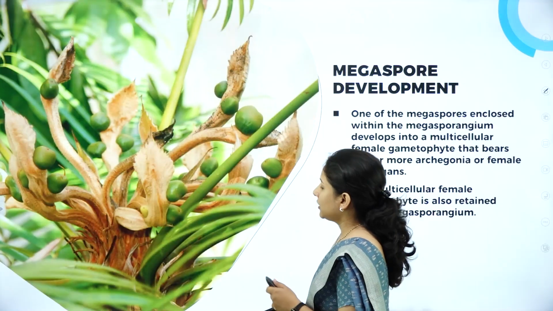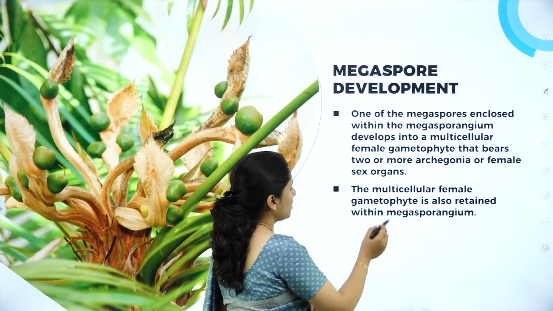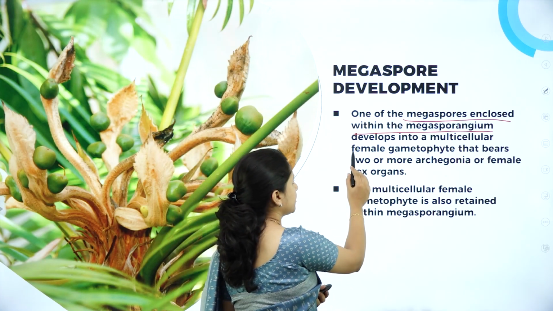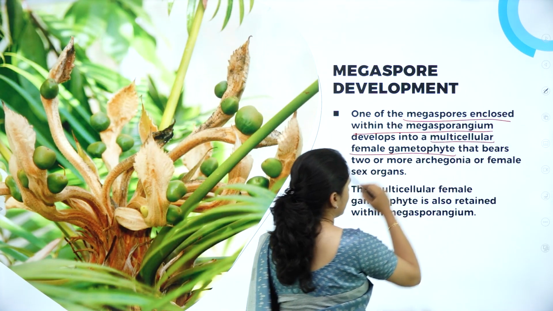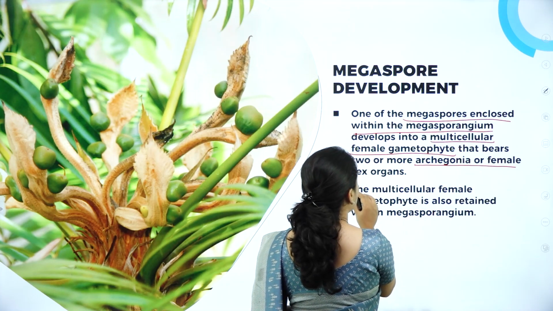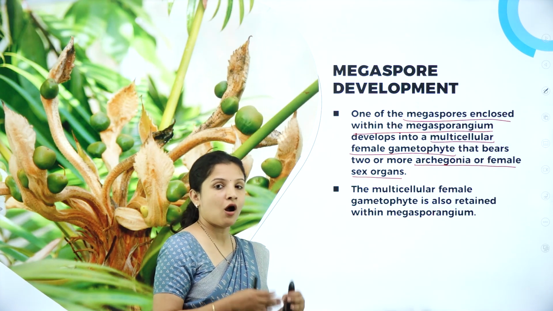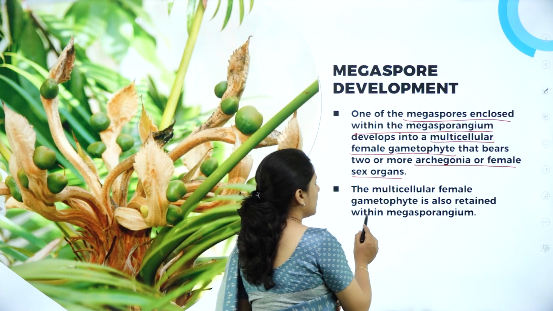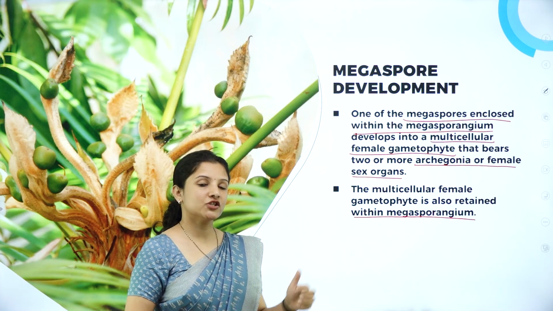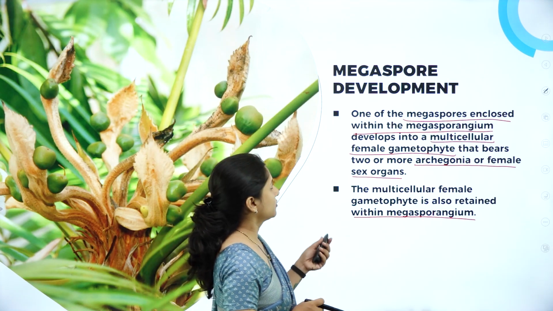It is understood. Now, after the formation of 4 megaspores, what happens? Let's look into it. One of the megaspores, which is present within the megasporangium, will develop into a female gametophyte, and that female gametophyte is multicellular. In that female gametophyte, what is there? It will contain the archegonia, or the female sex organ. This multicellular female gametophyte will be retained within the megasporangium. So what is there in the megasporangium? The archegonia is there. In the archegonia, the egg cell will be produced. So, this is about the megaspore development.